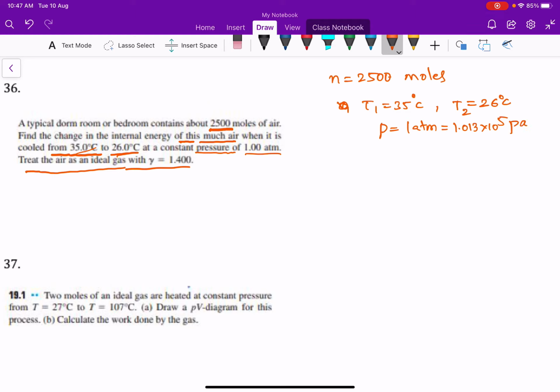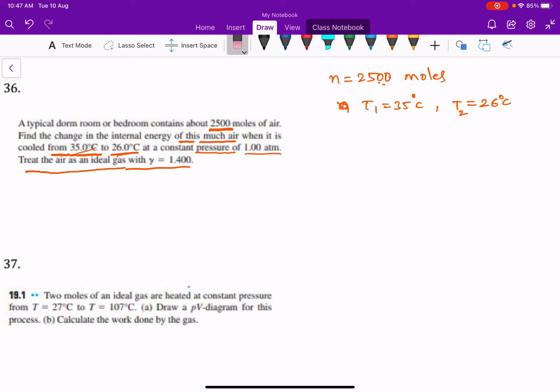So here we can find out the work done. Work done is nothing but P delta V, that is 1.013 into 10 to the power of 5 pascals into delta V. You should not do it like this. Sorry, wait a second. T1 is given, T2 is given.